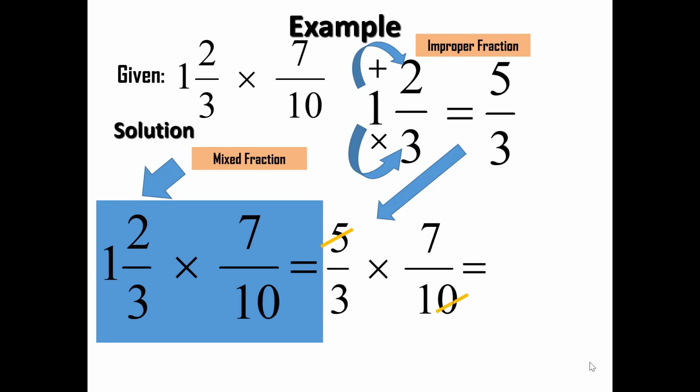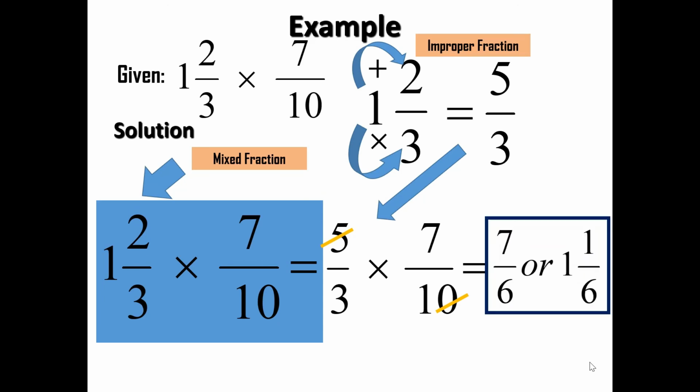Kung makikita, kung mapapansin, yung 5 at 10 ay common factor nila sa 5. So, 5 over 5 is 1 and 10 divide 5 is 2. Meron tayo ngayon na 1 times 7. Makukuha natin ay 7 at 3 times 2 is 6. Kaya meron tayo ngayon 7 over 6 or pag sinimplify natin sa mixed fraction, meron tayong 1 and 1 over 6.